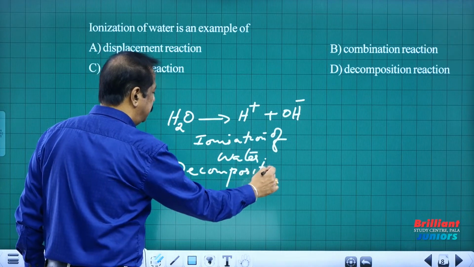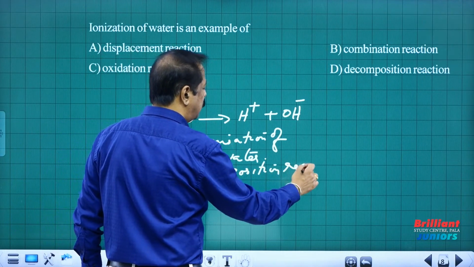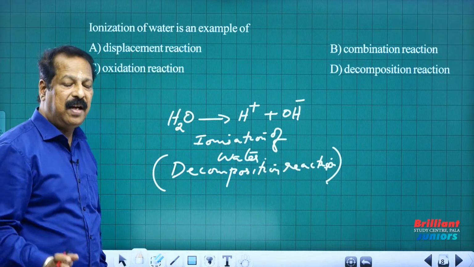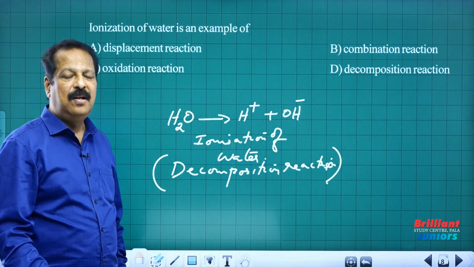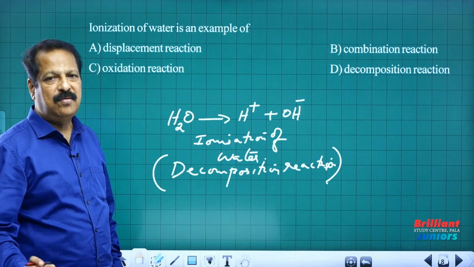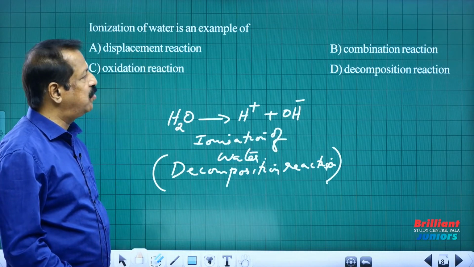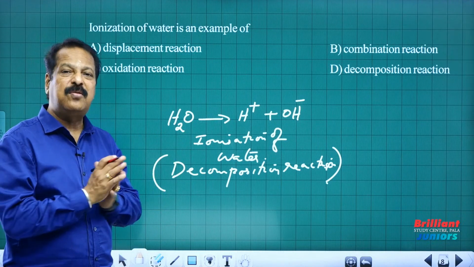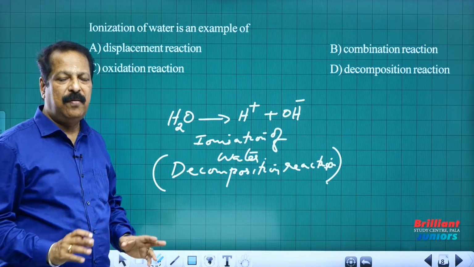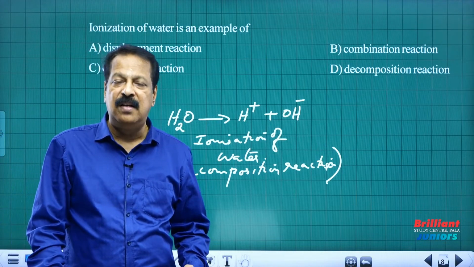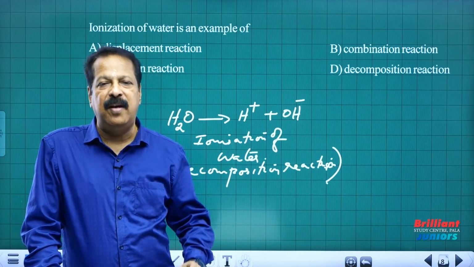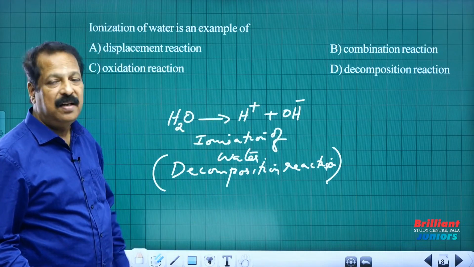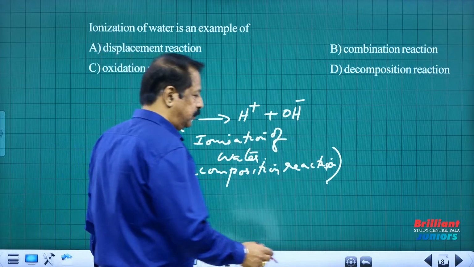Decomposition reaction, because water splits to give hydrogen as well as OH, and OH will again split to give hydrogen and oxygen. So finally you will get hydrogen and oxygen. We call it ionization of water, or we can say water will split into positive and negative ions. In water we have two ions, H plus ion and OH minus ion, and that step we call an ionization reaction. So ionization reaction is an example of a decomposition reaction.